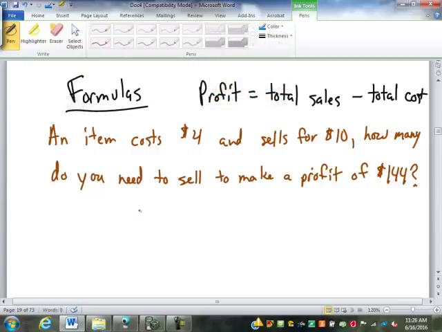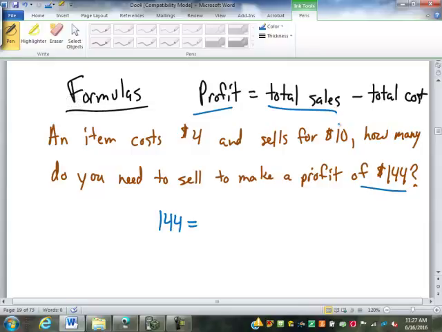So our formula, profit equals, I'm not going to rewrite it, total sales minus total cost. Do I know numbers for any of those? Do I know the number for profit? Yeah, I want my profit to be 144. Equals, do I know my total sales?